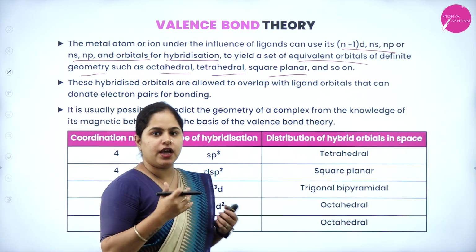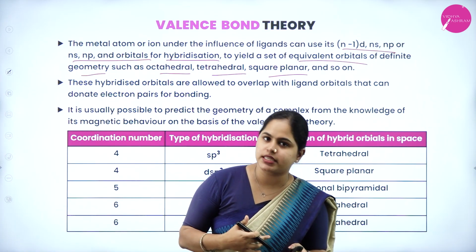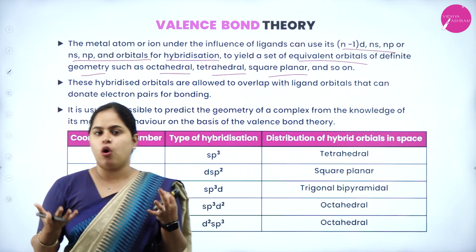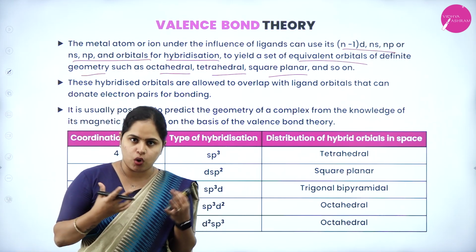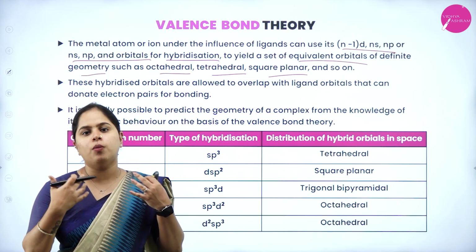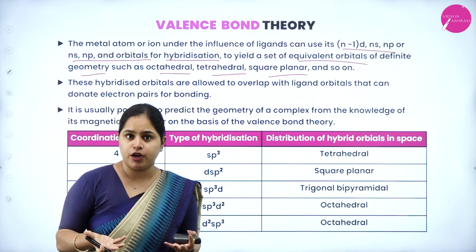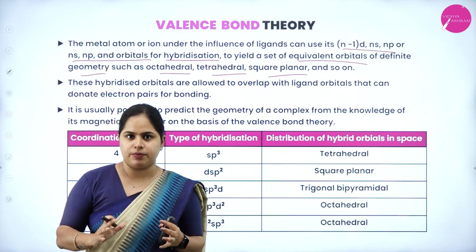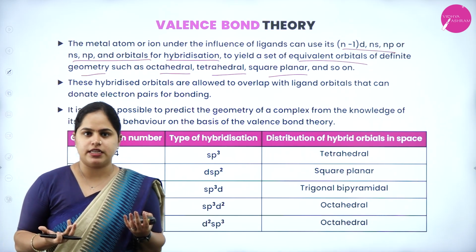Okay, so we have already studied about hybridization in class 11, right? That means the orbitals of almost equal energy undergo hybridization and form a set of hybrid orbitals which have the same geometry and same energy, right? So this is what is hybridization.